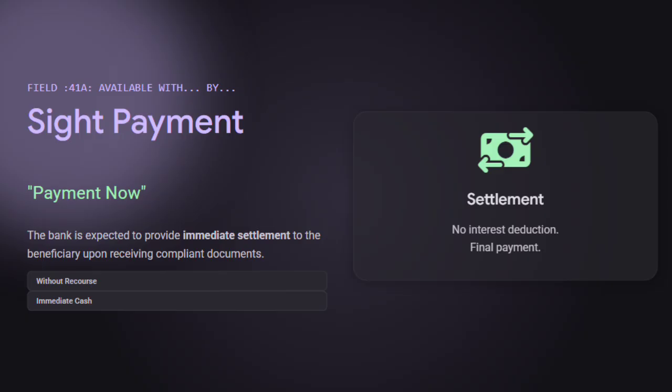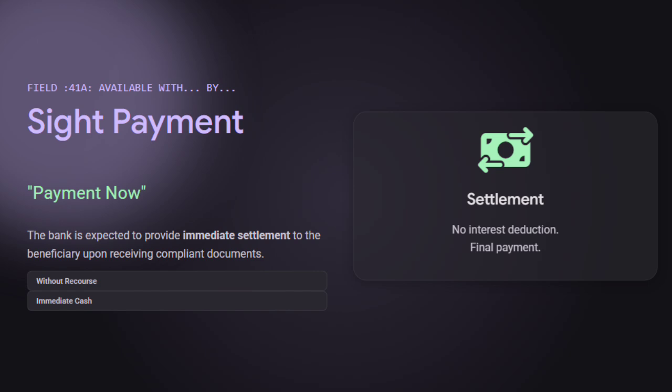The single most important operational instruction is found in field 41A. This field tells you exactly which bank is allowed to pay, and, just as important, how they will pay. Getting this right, or getting it wrong, has huge implications for the seller's cash flow. There are two main ways this happens.